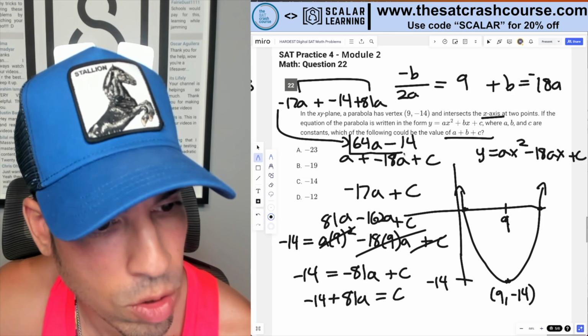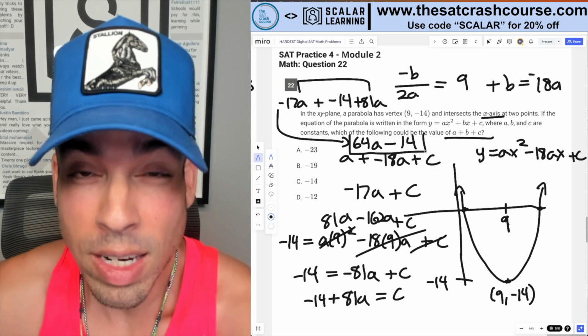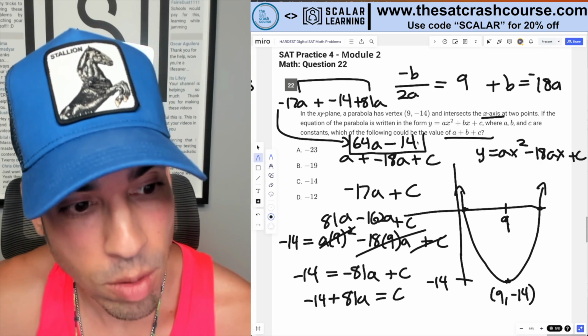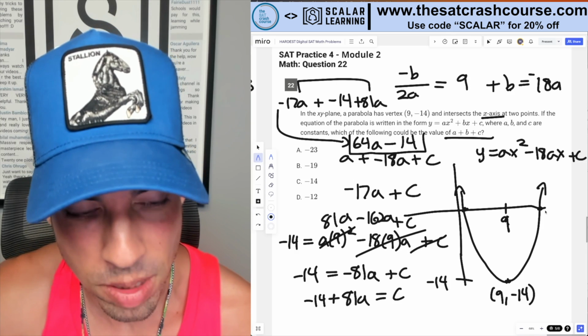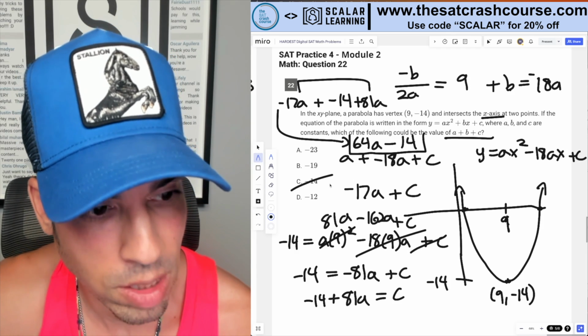Okay. Now we still don't know what a is, but I know that a cannot be 0, right? If a was 0, this would be -14, but a can't be 0. We know it has to be positive because it's going up, it has 2 x-intercepts. So -14 is out of the mix.